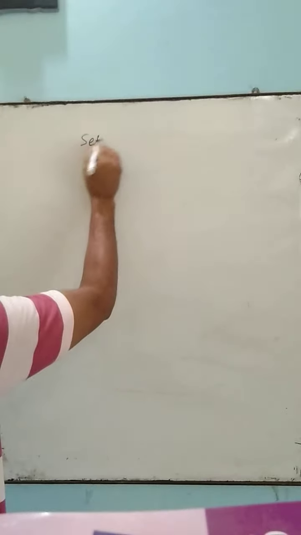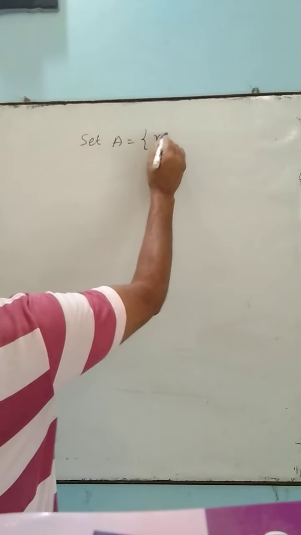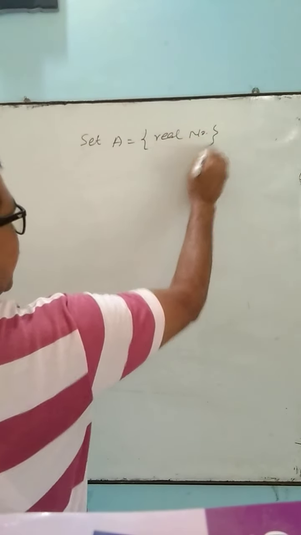Now see question number 6 also. Very good question, this is also. Let us see. The relation R in the set A of real numbers. First mention what is given. Set A is the set of real numbers. What type of set do we have? Real numbers. What is the relation?